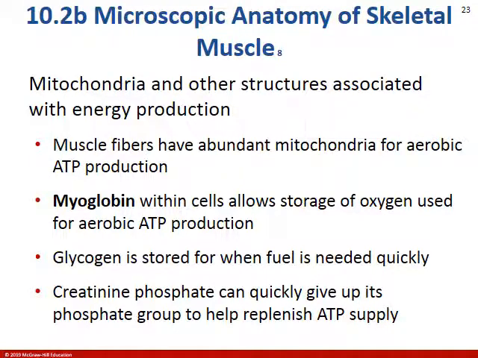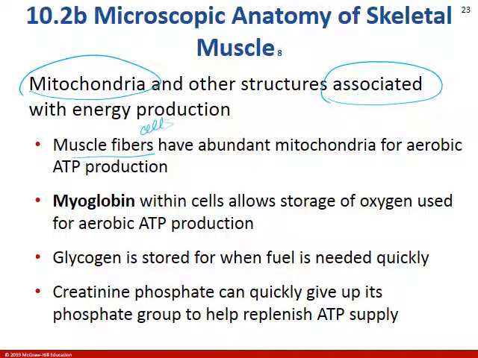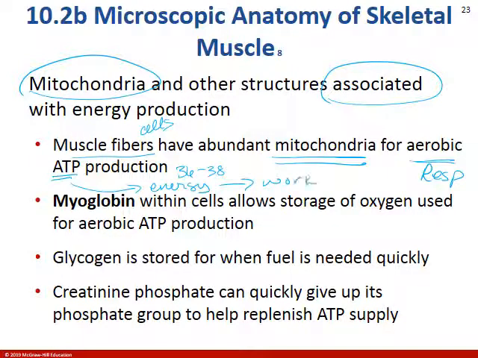All of the structures we've been talking about are directly related to the contraction event. We also have to acknowledge that there are some associated structures. Mitochondria is one of those structures. Muscle fiber cells have to have tons of mitochondria because we have to do aerobic respiration, right? Aerobic respiration generates 36 to 38 ATP molecules, and the ATP is the stored energy we're going to use to do work in the body. So we have to make sure that we have tons of mitochondria to carry out aerobic respiration.